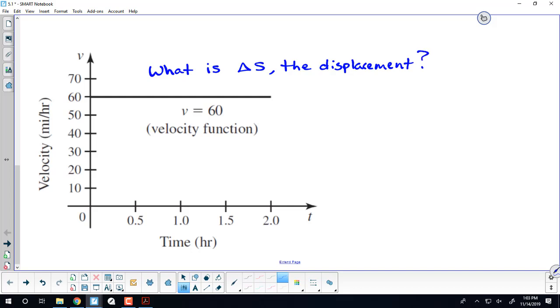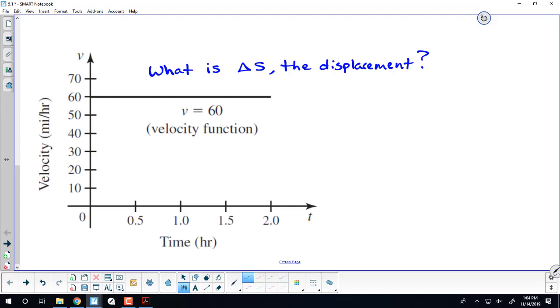What is the displacement in that particular situation? We actually would change position. We're not going to end up where we started, because the situation is that we're traveling 60 miles per hour for 2 hours. So how far have we gone? What's the change in position from our starting to our ending? 120 miles. Yeah, it's 120 miles.